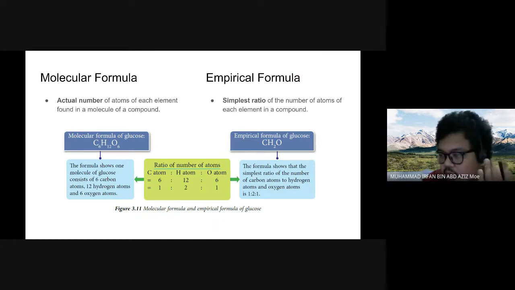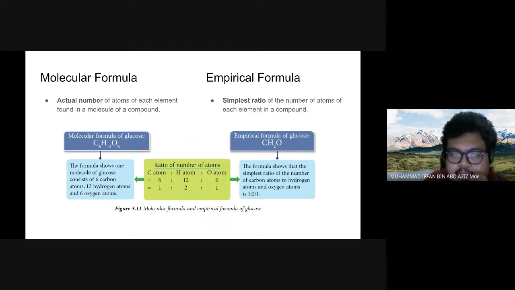Okay, molecular formula, atau formula molecular, is the actual number of atoms found in a molecule of a compound. Actual numbers lah, basically sebab dia molecule. So, sebenarnya, the actual ratio, how many atoms in that chemical formula atau compound. However, the empirical formula adalah simplest ratio. Okay, kita simplifykan, of the number of atoms of each element in a compound.